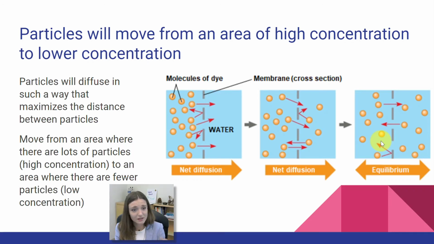Okay, so molecules will tend to move from high to low concentration until they reach an equilibrium state. And they're still moving in equilibrium, but there's no net difference in the concentration of those molecules on either side of that membrane in equilibrium.